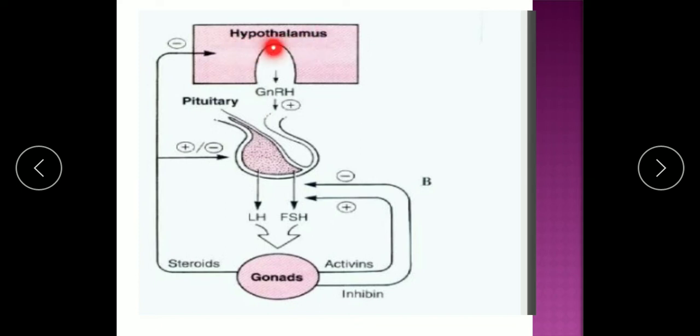First, the hypothalamus. The hypothalamus secretes gonadotropin-releasing hormone, GnRH. This GnRH stimulates the pituitary gland, the anterior pituitary. The anterior pituitary secretes LH and FSH, luteinizing hormone and follicle-stimulating hormone. These hormones stimulate the gonads to secrete the female reproductive hormones. These female reproductive hormones act in the ovaries and regulate the functions of the ovaries and uterus.